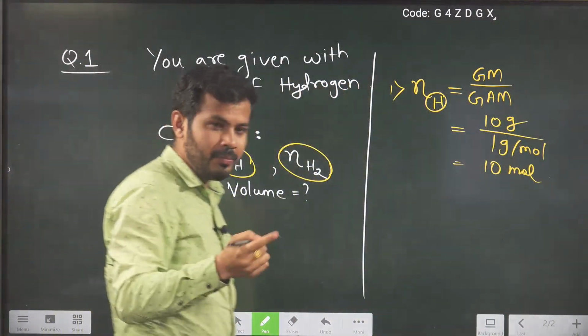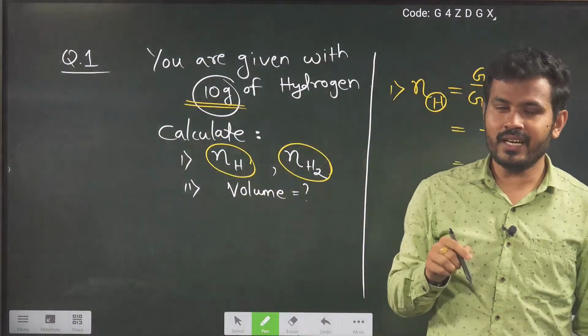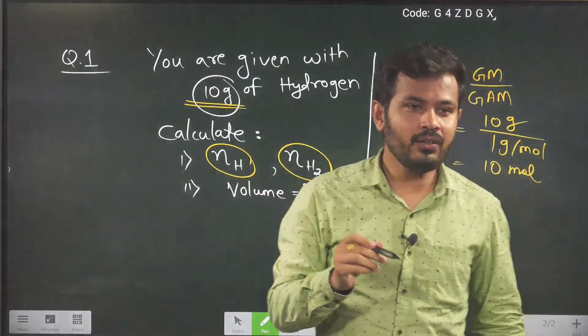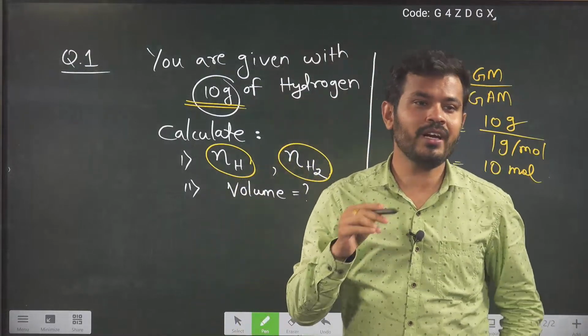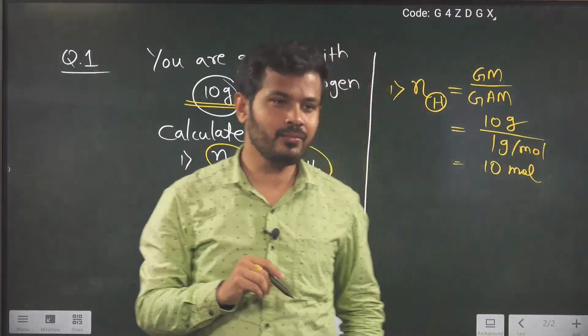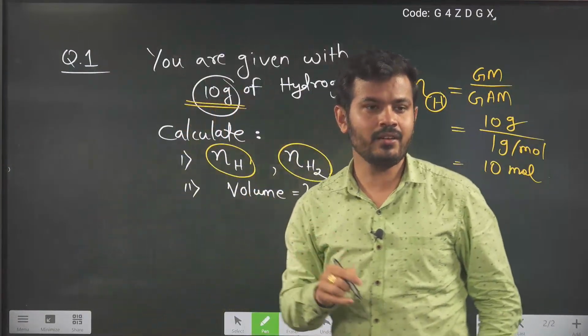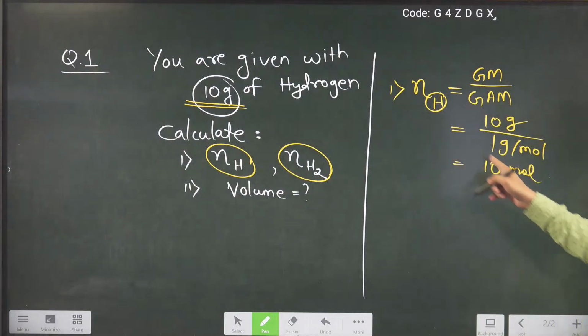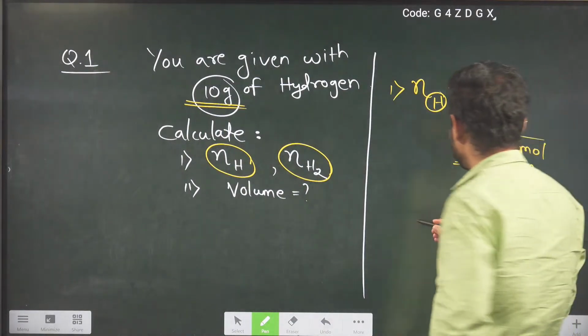But you people tell me, does hydrogen exist as hydrogen atom or hydrogen molecule? Yes, hydrogen molecule. In earlier classes 8, 9, 10th, you must have studied hydrogen is a diatomic molecule. It doesn't exist as a single atom. Anyway, we have calculated number of moles of hydrogen atom.